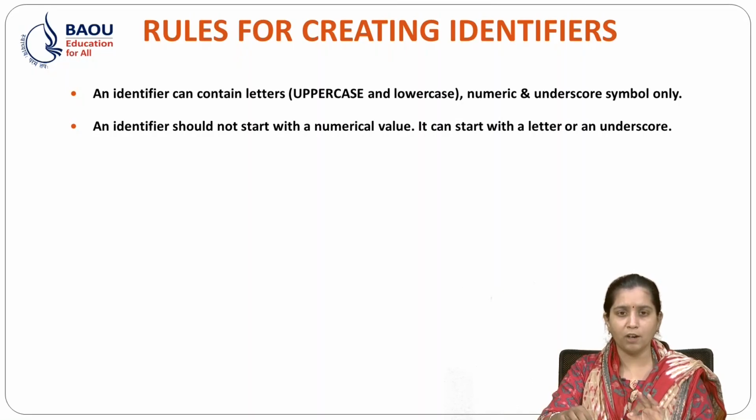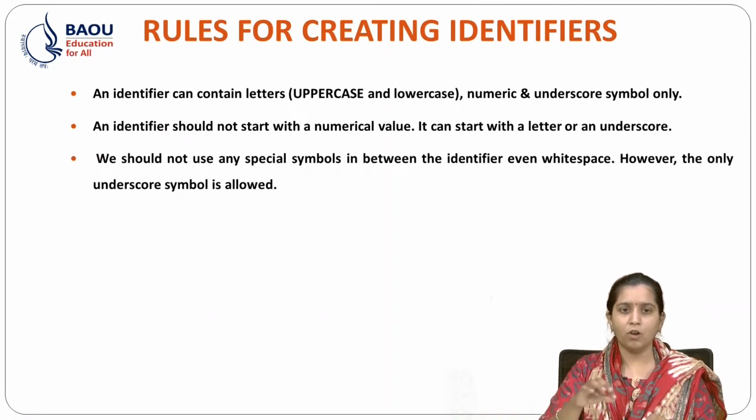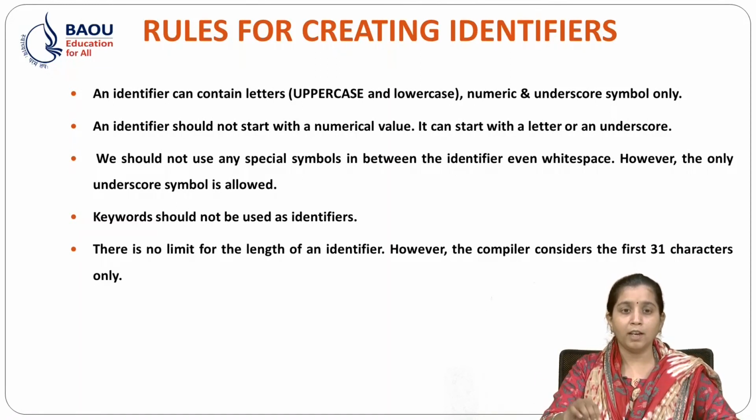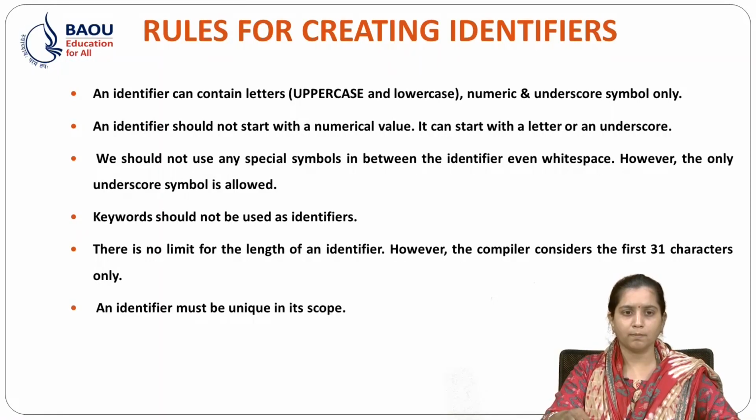An identifier should not start with a numerical value. It can always start with a letter or an underscore. We should not use any special symbols in between the identifier, not even the white space. However, the underscore symbol is allowed. Keywords should not be used as an identifier. As I said earlier, if I use a keyword as identifier, then the compiler might get confused between what is my keyword and what is my identifier. There is no limit for the length of an identifier. However, the compiler considers the first 31 characters only. An identifier must be unique in its scope.